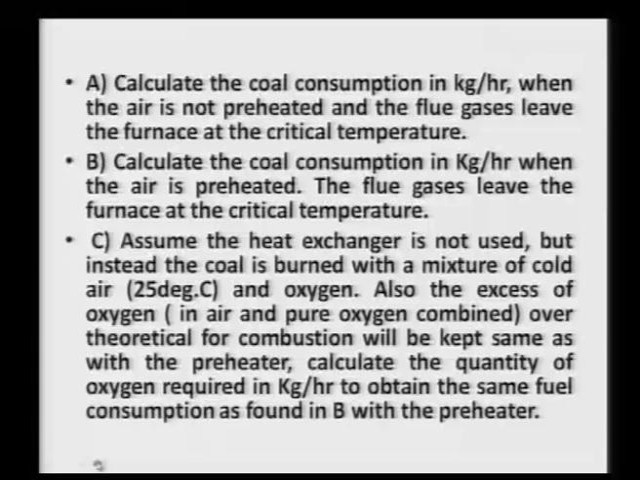B, calculate the coal consumption in kilogram per hour when the air is preheated, and the flue gases leave the furnace at the critical temperature. C, assume the heat exchanger is not used, but instead the coal is burned with a mixture of cold air, that is 25 degrees Celsius, and oxygen. Also, the excess of oxygen in air and pure oxygen combined over theoretical for combustion will be kept the same.